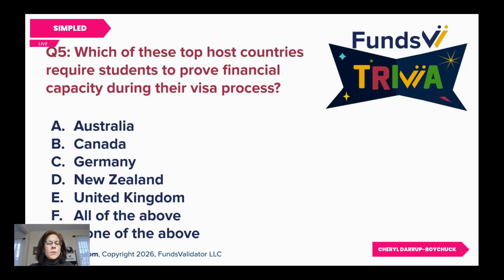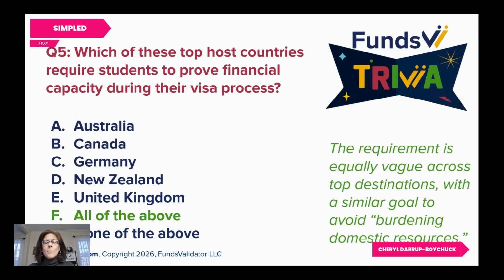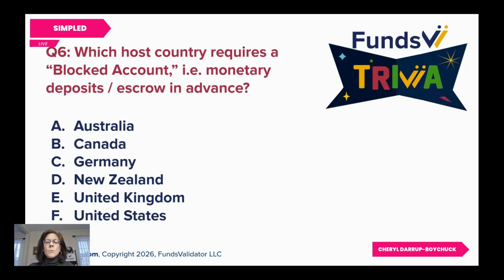So back to the trivia questions. We know the US requires students to prove financial capacity during the visa application process. What about these other top host countries? Yep, all of them. It's remarkable how equally vague the requirement is across destinations. The common denominator seems to imply that visa holders should not burden domestic resources, which is reasonable. As we know, some host countries are more aggressive than others in that regard. And some host countries have been experimenting with different approaches to address the issue.